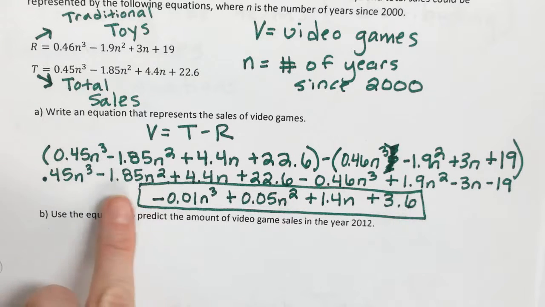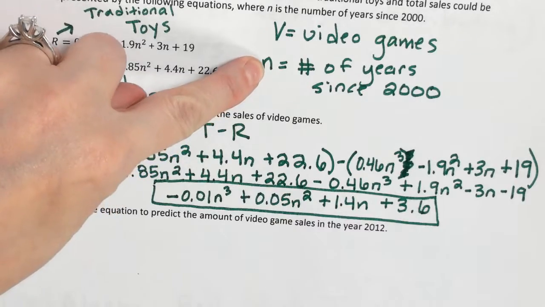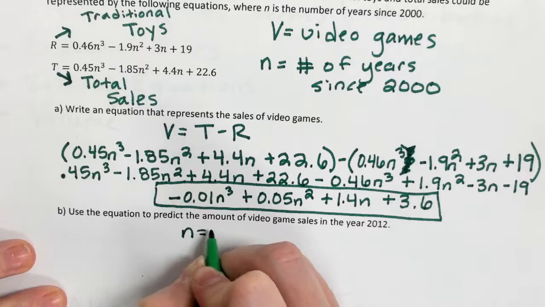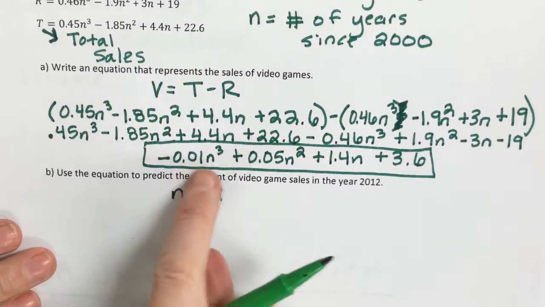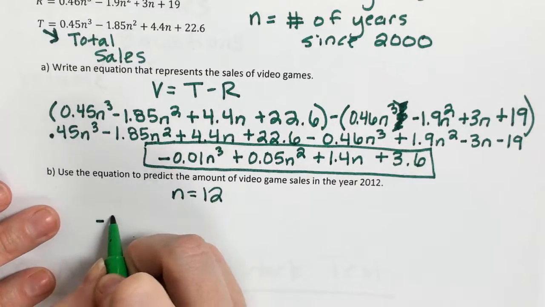Okay, so now part B. It says use the equation to predict the amount of video game sales in the year 2012. Did y'all hear what Lauren said? She said that means we need to plug in 12, because what does n represent? Years since 2000. So we're going to make n equal 12 and plug it in. Yeah, we use what we just came up with in A and plug in 12.